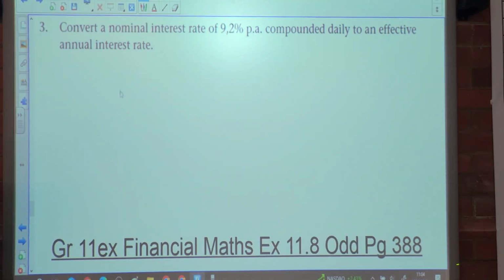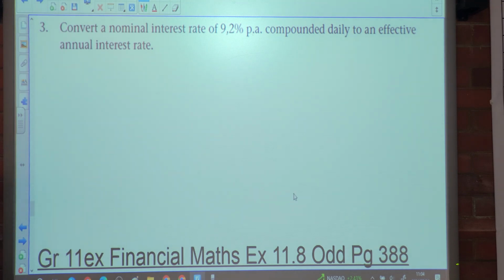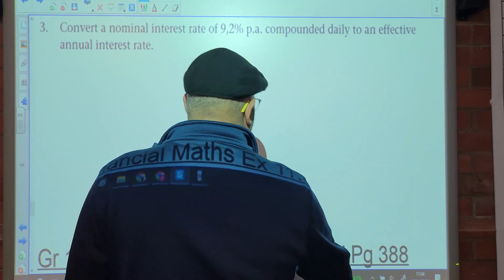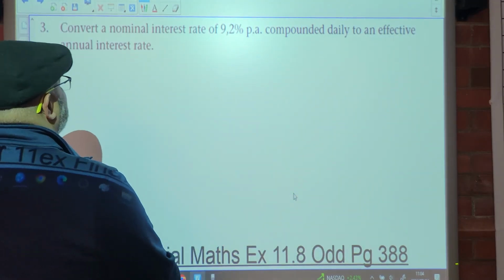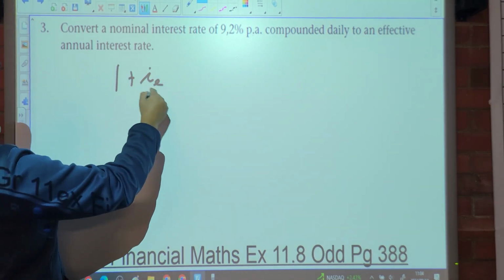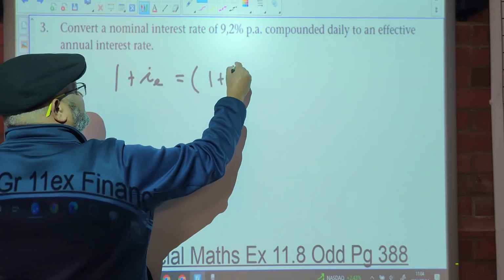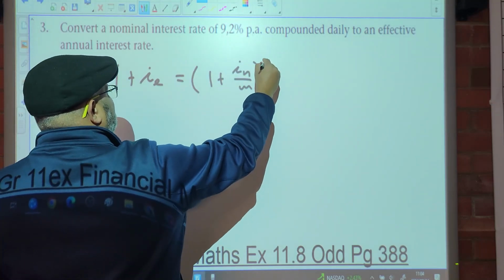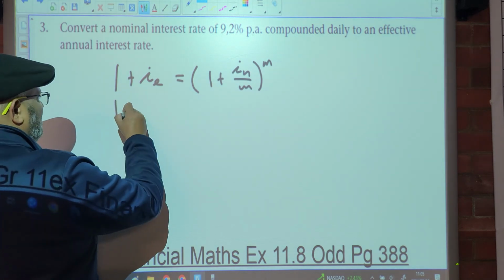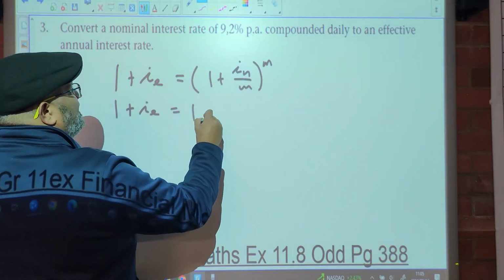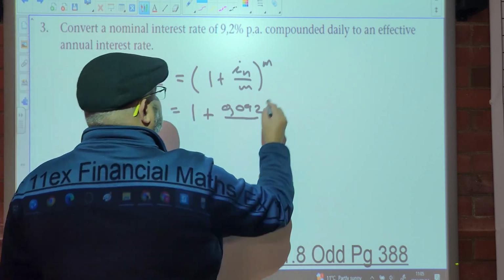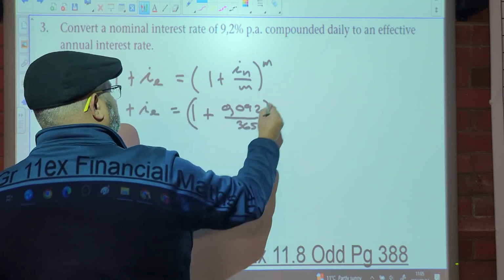Number 3, they ask you to convert a nominal interest rate of 9.2% per annum compounded daily to an effective annual interest rate. What's my formula? 1 plus i effective, that's what I want to calculate, equals 1 plus i nominal over m to the exponent m. Okay. So it becomes 1 plus i effective equals 1 plus 0,092 over 365 as it's daily, to the 365.